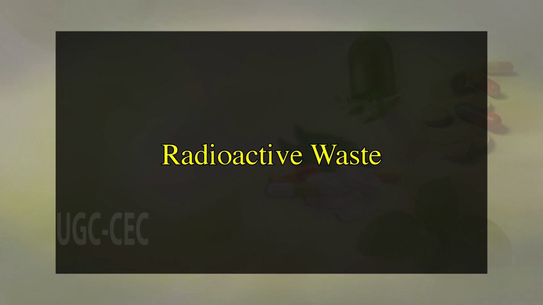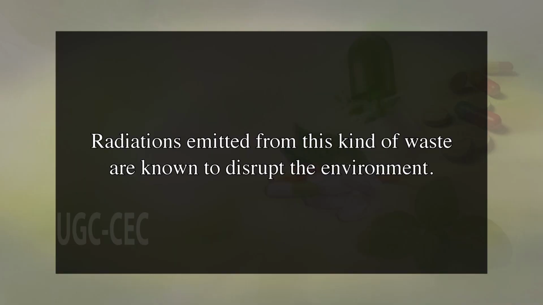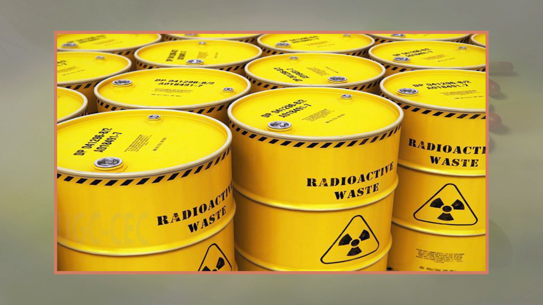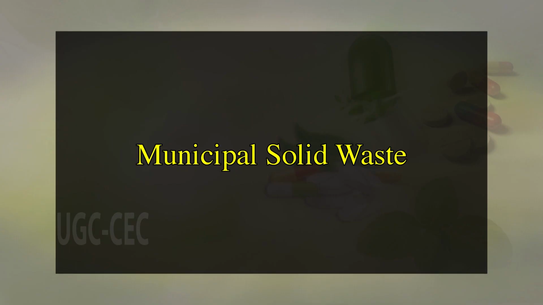Seventh one is radioactive waste. Radioactive waste forms a part of the waste that contains radioactive elements. These radioactive elements mainly come from mining activities and nuclear power plants. Radiation emitted from this kind of waste is known to disrupt the environment. Such radiation may damage the eyes, injure the skin cells, cause sunburns, and can have long-term effects like cancers and tumors. Now we will discuss municipal solid waste.